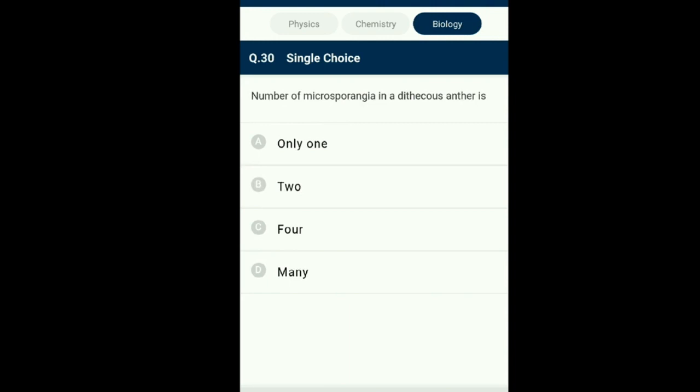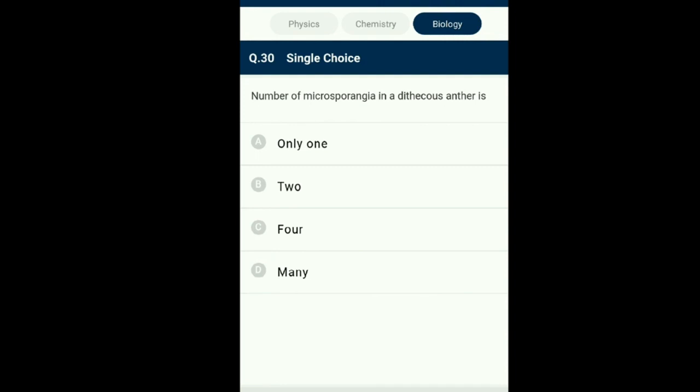Number of microsporangia in dithecous anther where pollen grains are produced. It has the microsporangia and thus multiple layers surrounding the pollen sac. The typical angiosperm anther is bilobed and each lobe has two theca or chambers. Such a thecal pattern is called dithecous.